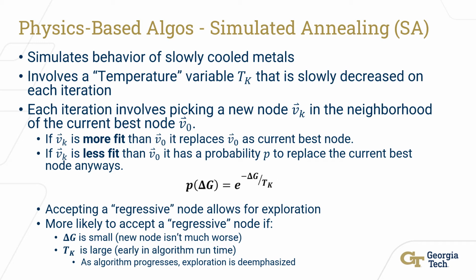As can be seen in the equation, we are more likely to accept a regressive node if either delta G is small, meaning the new node isn't much worse than the previous best node, or if Tk is large, meaning the algorithm is still early in its runtime. Since Tk decreases gradually over time, it becomes less and less likely that the regressive nodes will be accepted, therefore de-emphasizing the exploration process and bolstering the exploitation process over time.